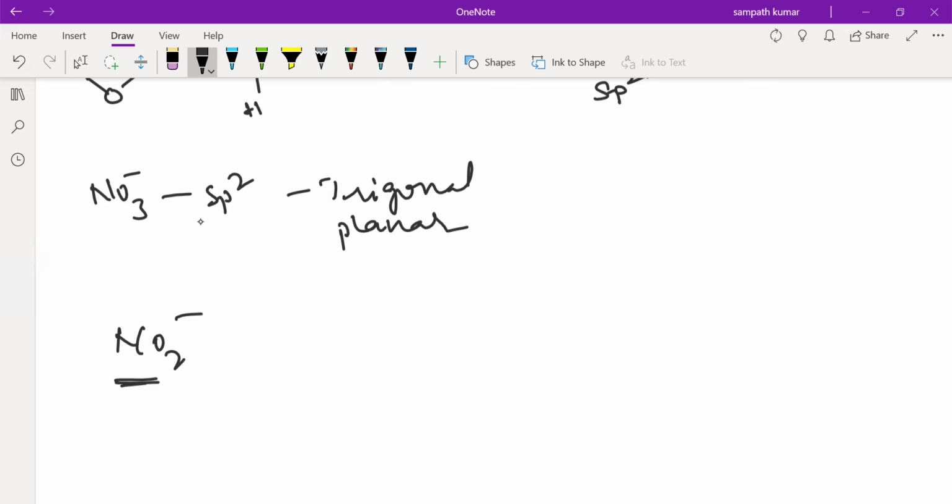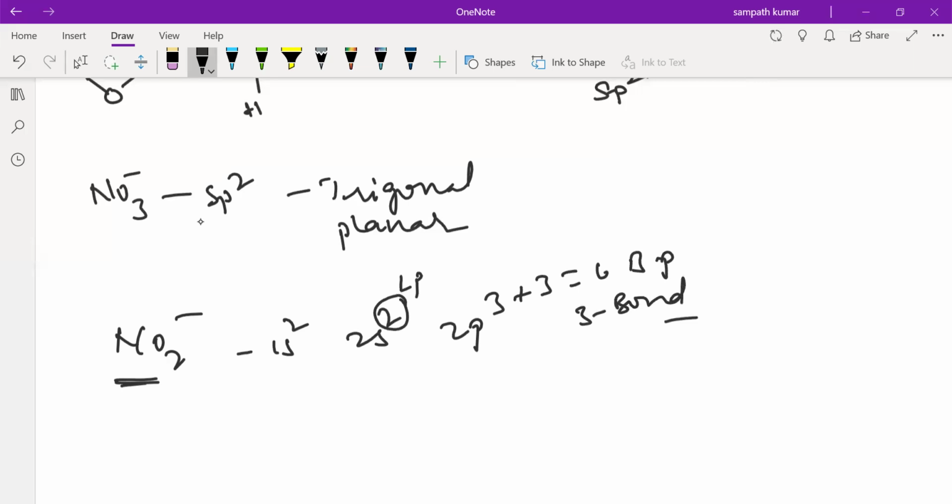What is the electronic configuration? 1s2, 2s2, 2p3. In 2p3, one is the s orbital, this is a lone pair of electrons. These are three bond pair electrons, so 3 plus 3, 6 bond pairs, which means minimum 3 bonds are present. What is the structure of this molecule?